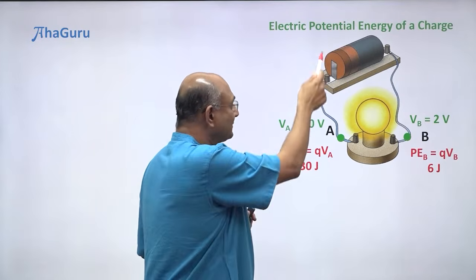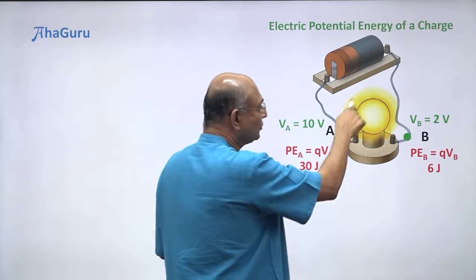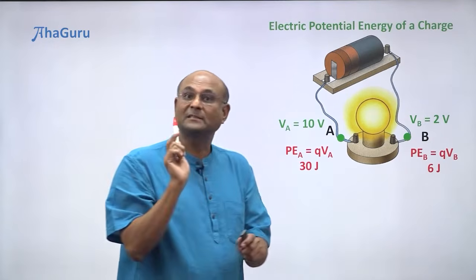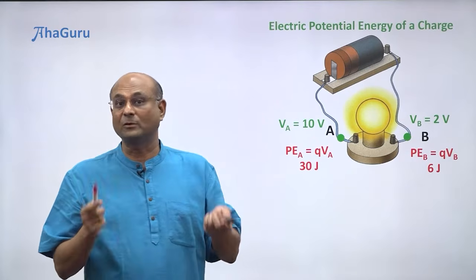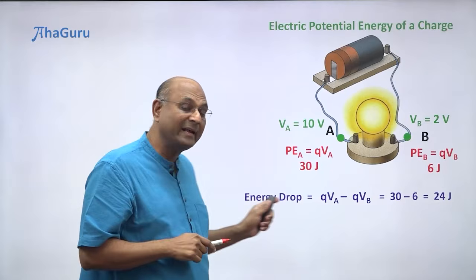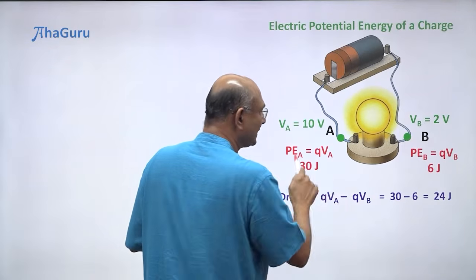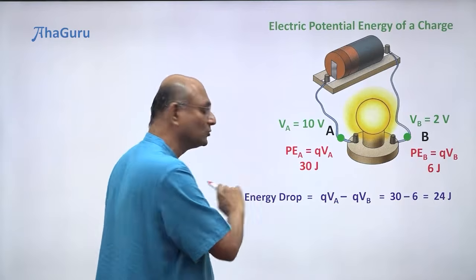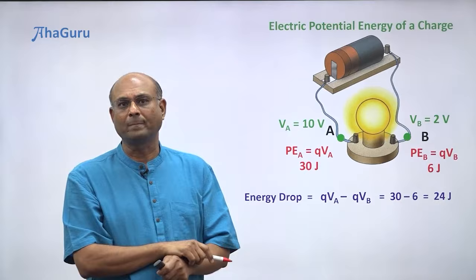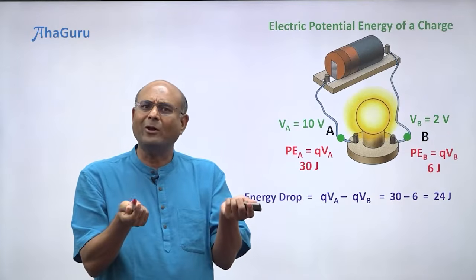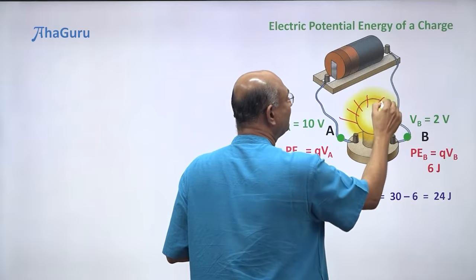What we know is when the charge came here, it had an energy of 30 joules. When it went through the bulb and came out, it has an energy of 6 joules. 30 became 6. So that means some energy was lost. How much was the energy drop that the charge had? QVA minus QVB, 30 minus 6, 24 joules. So the charge lost 24 joules of energy. But wait a minute, energy cannot be lost, right? So what the charge lost is what the bulb gained.